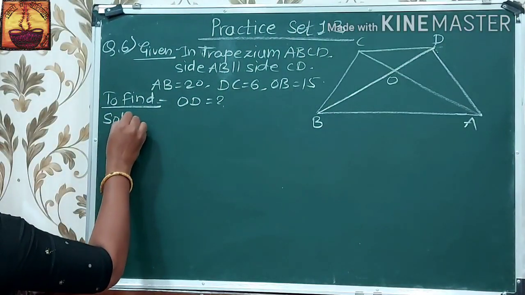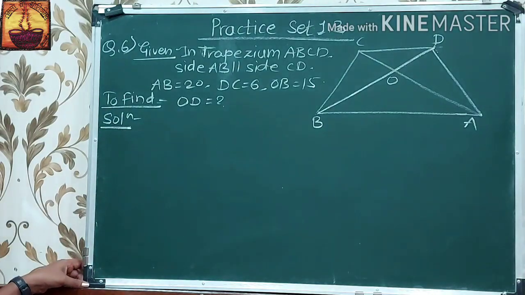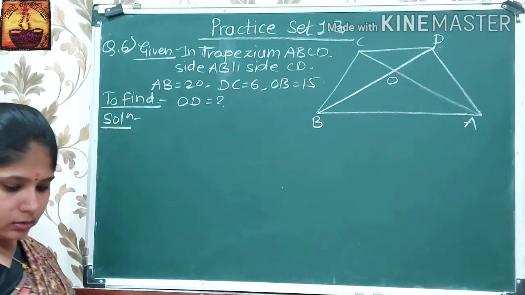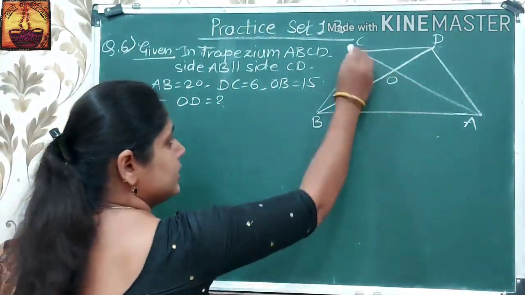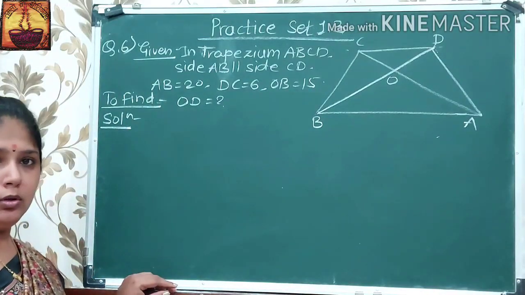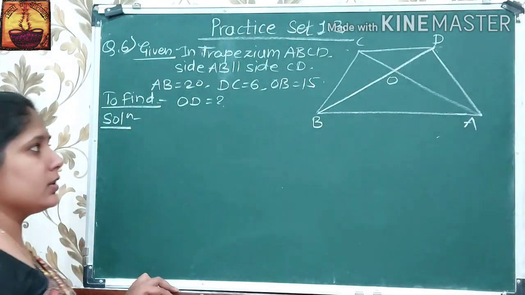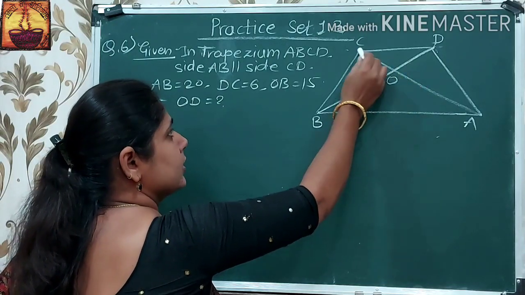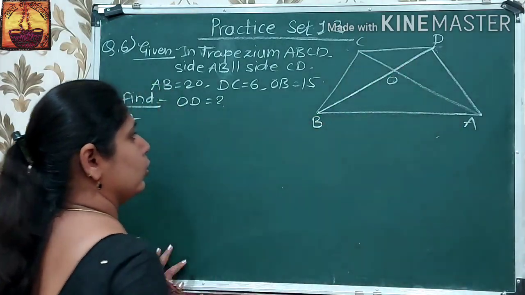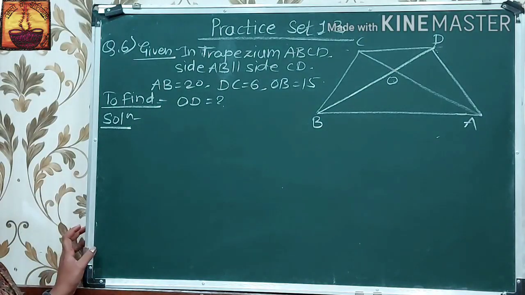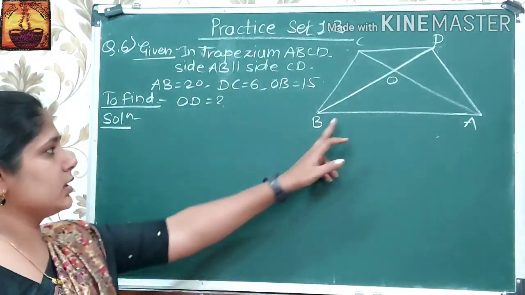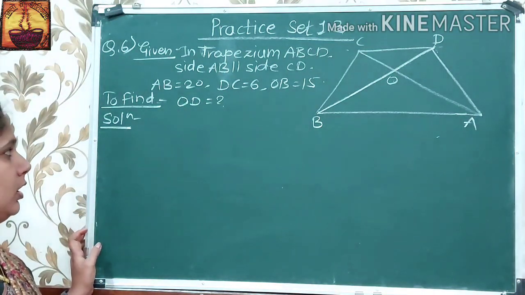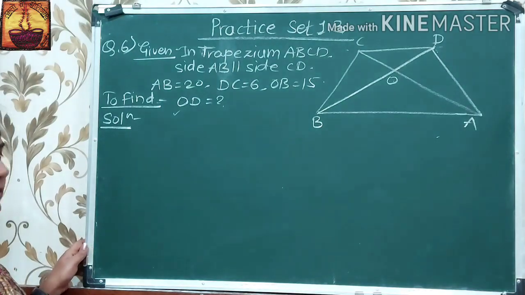Now, ABCD is a trapezium and the diagonals AC and BD intersect at point O. Therefore, after intersecting, they form two triangles, triangle COD and triangle AOB. If we prove that these two triangles are similar, then we can find the length of OD.